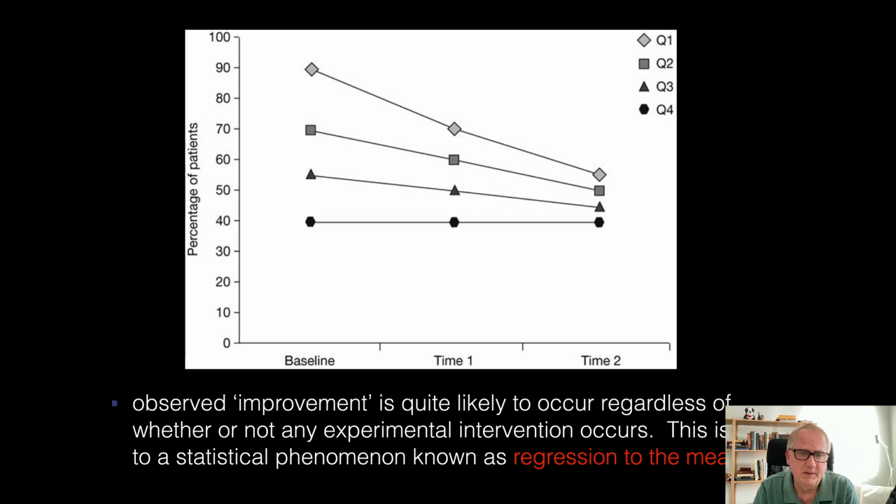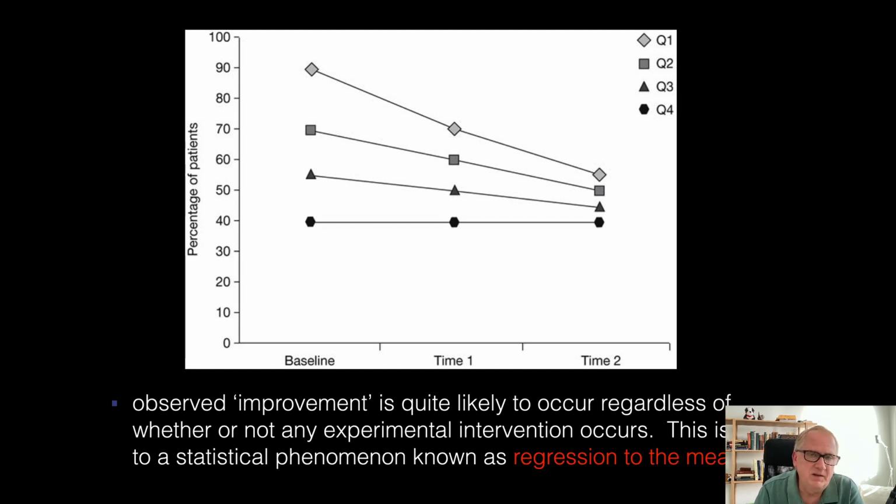And what I might see is something like this. At baseline, the people at the top are the most anxious and the people at the bottom are the least anxious. Then over the course of the experiment, you can see that as they go through this therapist, they're all coming closer and closer to the same value. So at time 2, all 4 groups actually have about the same level of anxiety.